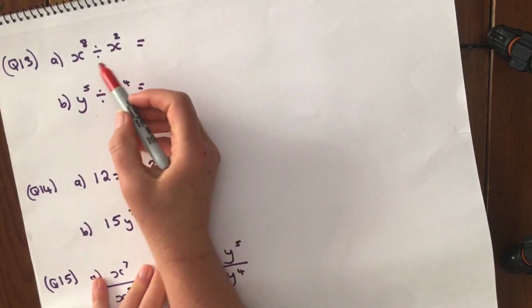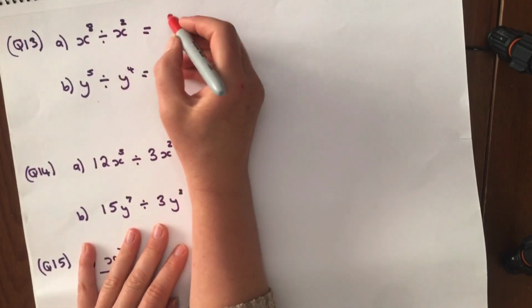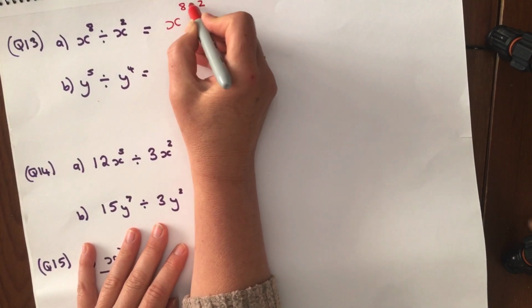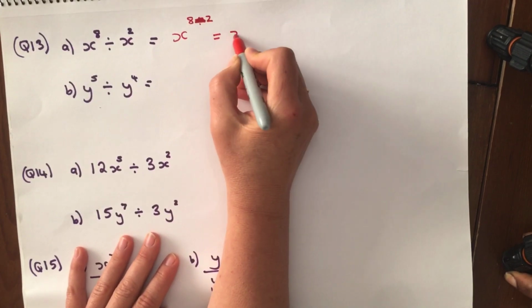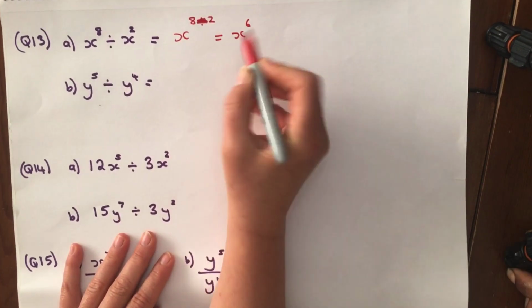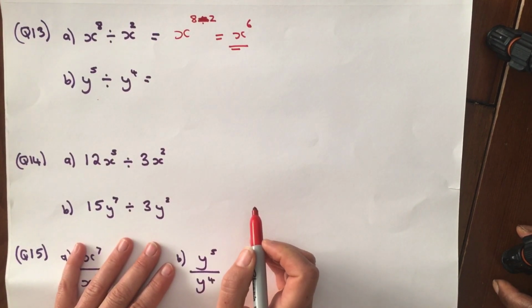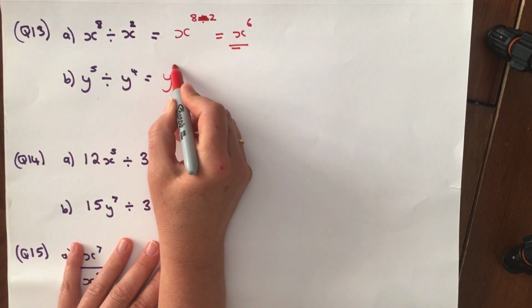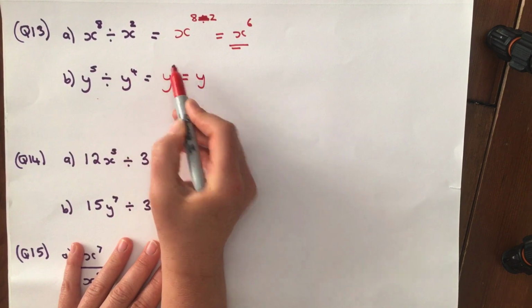Okay, so now I'm dividing. So if I'm dividing, think to yourself, what do you do to the powers? Well, when I'm dividing, I subtract the powers. So the powers, sorry, not divide, subtract. 8 take away 2 is 6. A lot of you might have actually put 4 there, thinking you divide the powers, but you don't, you subtract the powers. On this one, we subtract the powers. I'll get y to the 1 or just y. 5 take away 4 is 1.